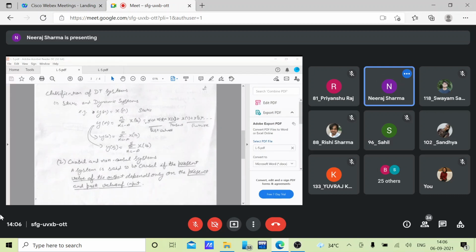Is there any question regarding the definition of static and dynamic system?